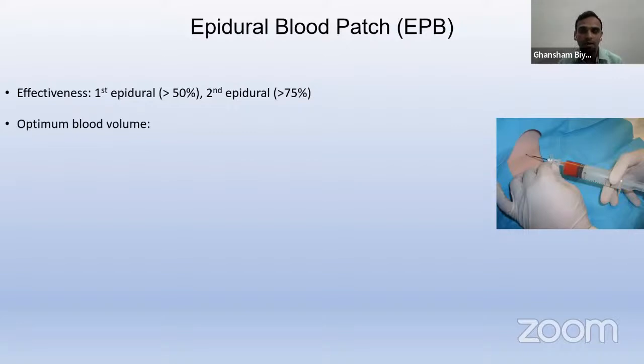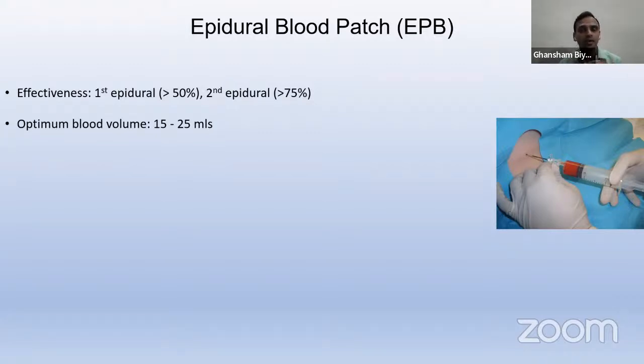Optimum blood volume. So if you have decided on an epidural blood patch, the question that arises is how much blood you should be injecting. There are n number of RCTs you can find in the literature wherein the authors have compared right from 5 ml up to 30 ml of the volume. But the large consensus is that around 20 ml is the optimum blood volume to inject.